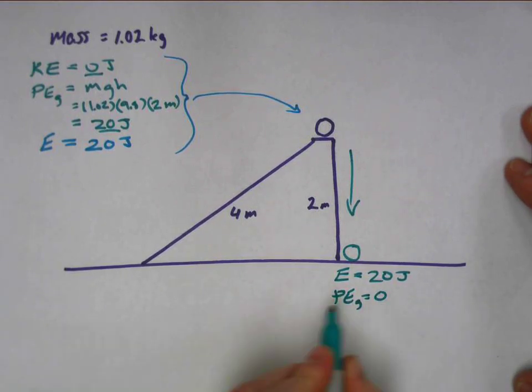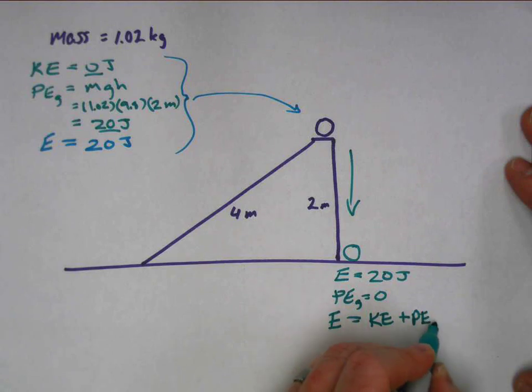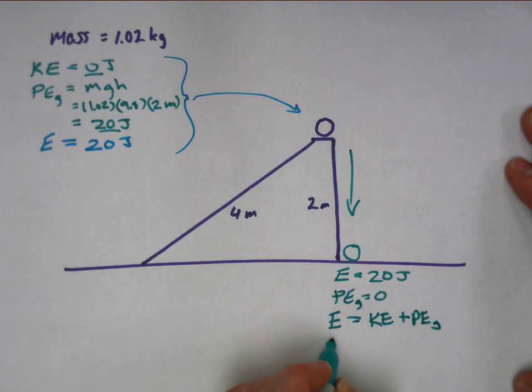And we can figure out how much kinetic energy it has. So we take the total mechanical energy, it equals the kinetic energy plus the gravitational potential energy. And the gravitational potential energy was 0, and the total was 20. And so we have a kinetic energy here of 20 joules. All right.